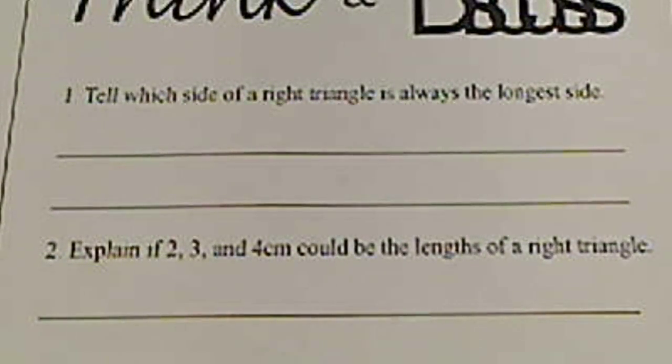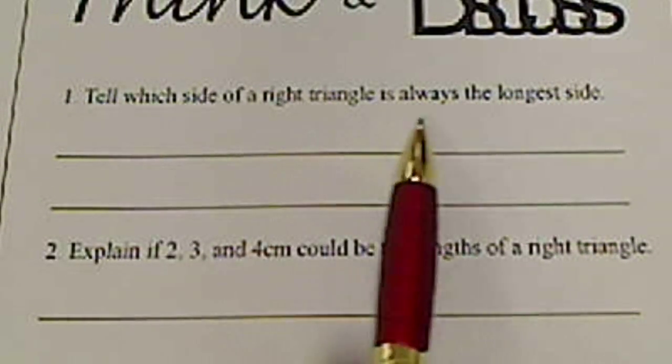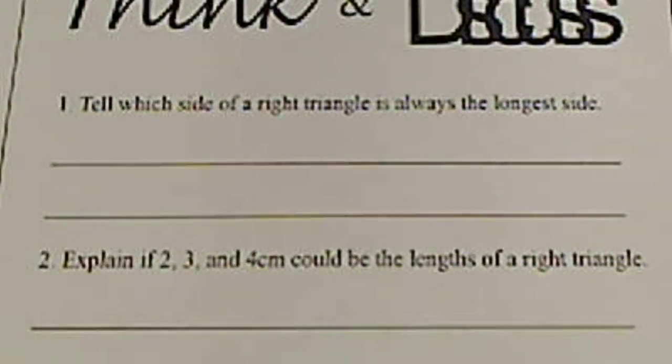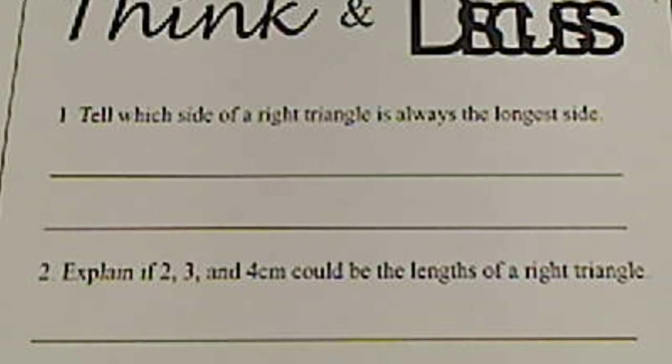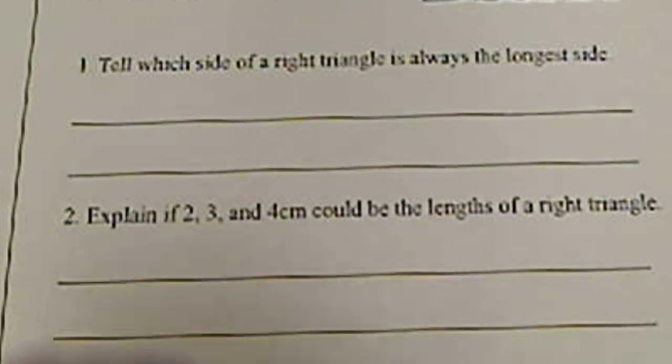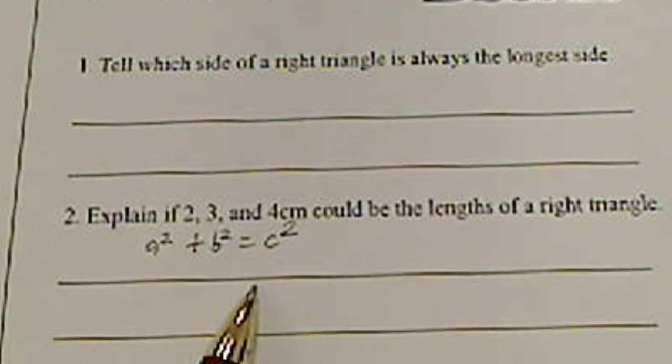Couple of things. Think and discuss. I want you guys to tell which side of the right triangle is always the longest side. This is going to be very important to understanding this. Okay? And explain if 2, 3, and 4 could be lengths of a right triangle. We'll talk about that at a later time, but once again, I want you guys just to think about Pythagorean Theorem. And obviously, which one would be C? If you pick 4, then you know that is correct because it's always the longest side.